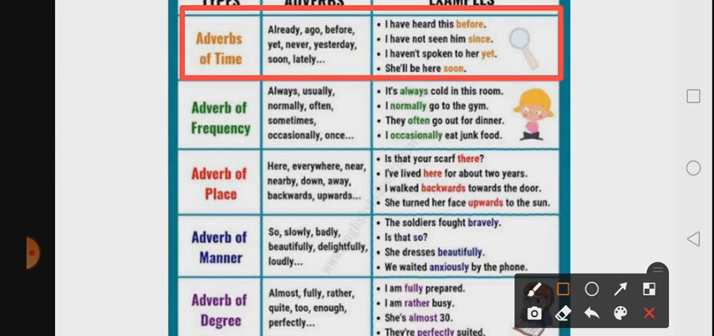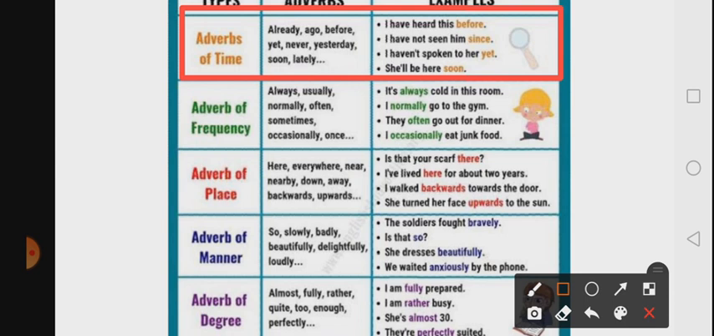For example, look at the example, I have heard this before, or I have done this work earlier. It is being told that something has been done earlier. So the adverb of time tells us about the time in which the work was done.